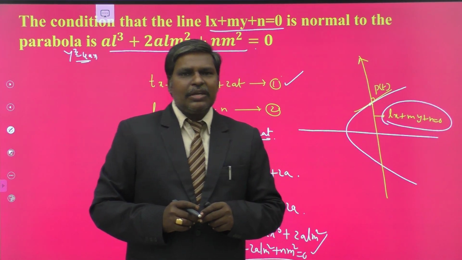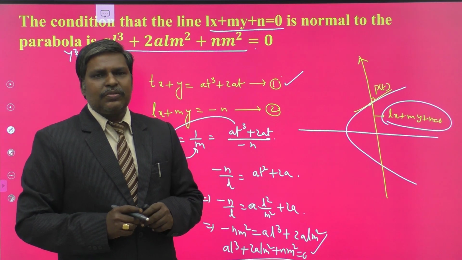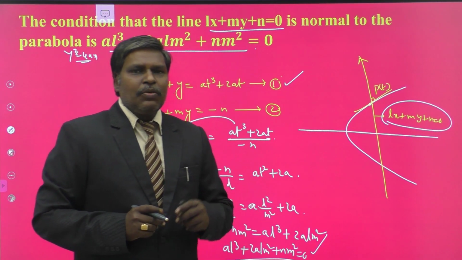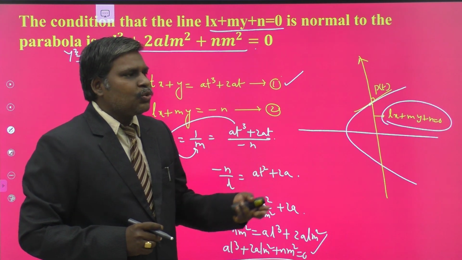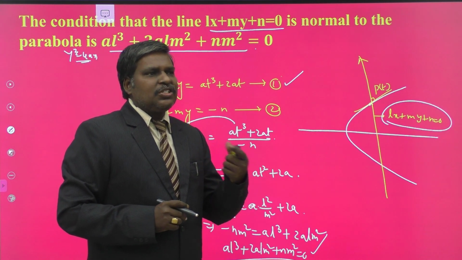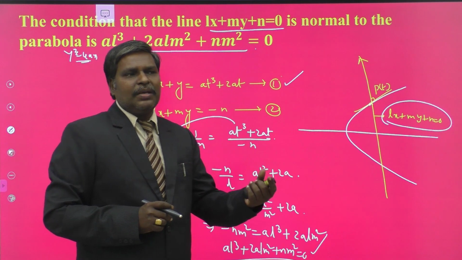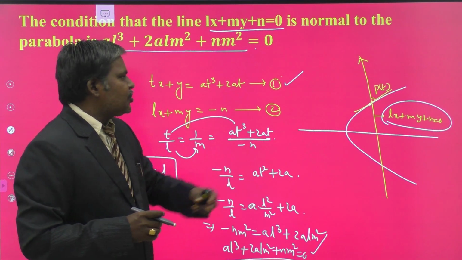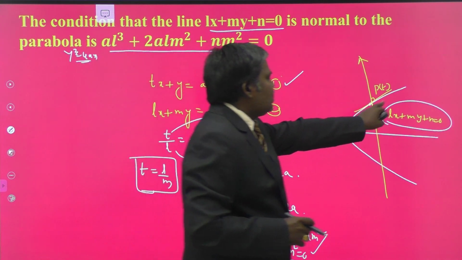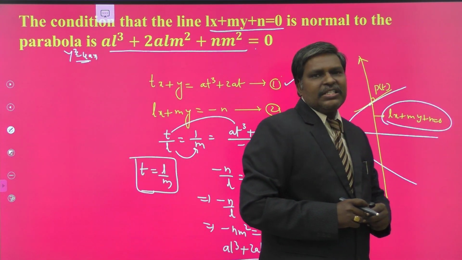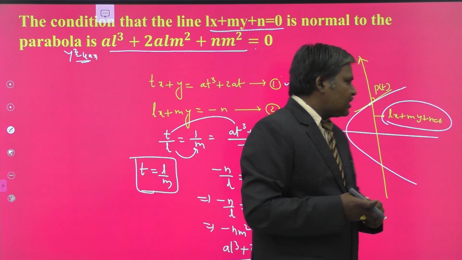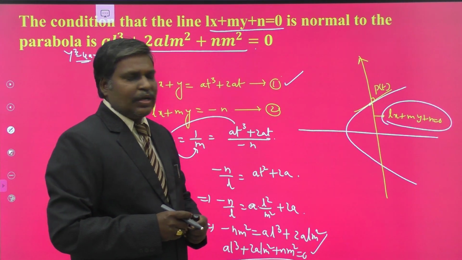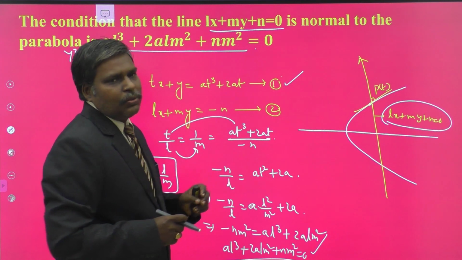Already we discussed the equation of normal to the parabola y² = 4ax in the slope form, that is, having slope m, it is y = mx - 2am - am³. That means c is what? Minus 2am minus am³. That is c + 2am + am³ = 0. Apply the condition after making this equation in the form y = mx + c. At that time also we obtain the same condition as al³ + 2alm² + nm² = 0. Okay.